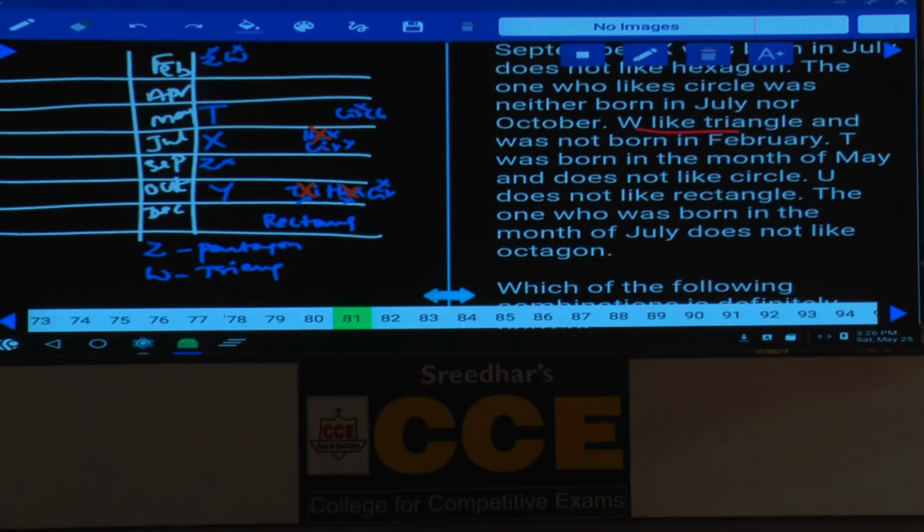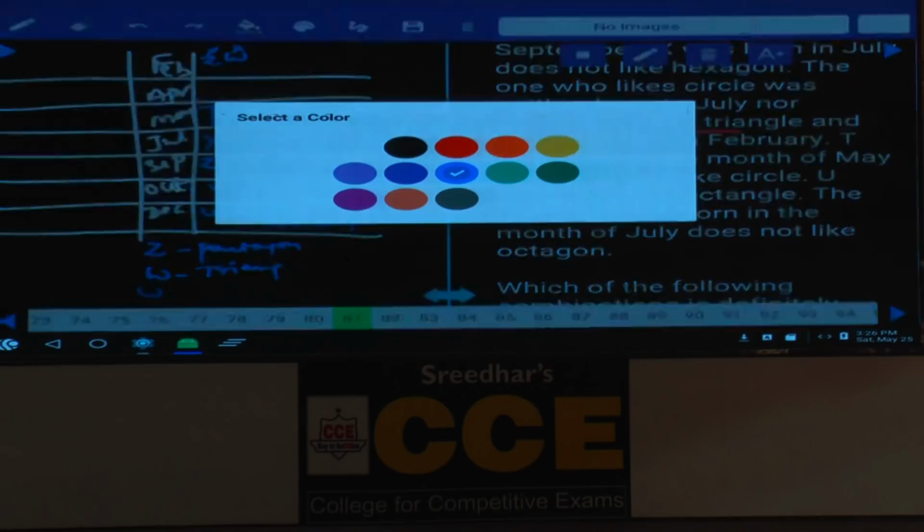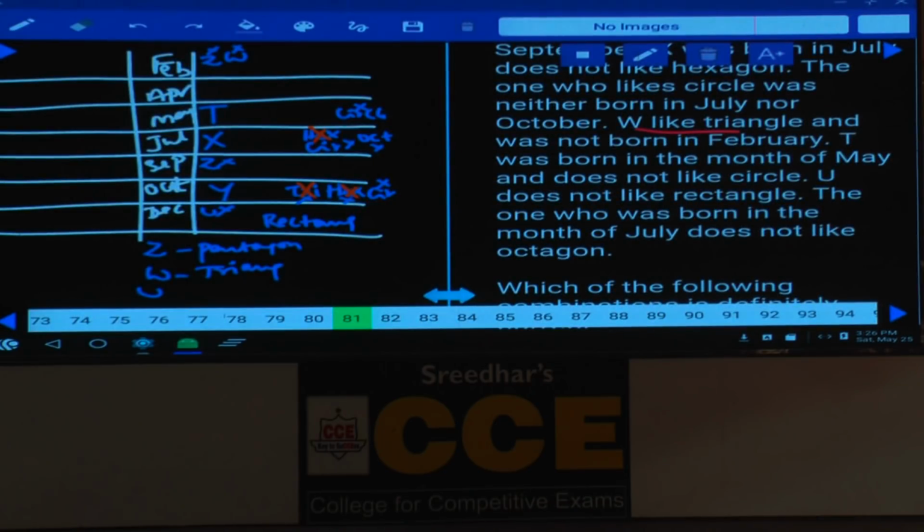Now if you observe here, most of the information is a negative statement. And next one, U does not like rectangle, which means U cannot be at this place. And the one who was born in the month of July does not like octagon. Now this is the information we have, isn't it? As this is the information provided, first we have represented the data like this.